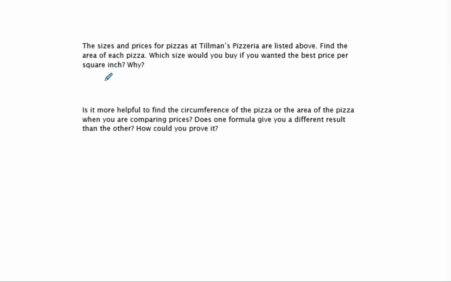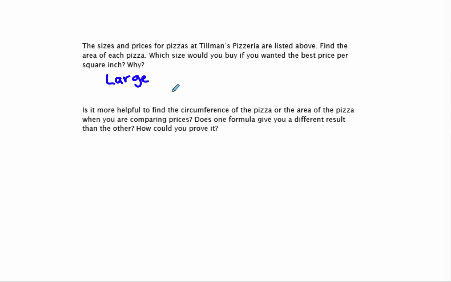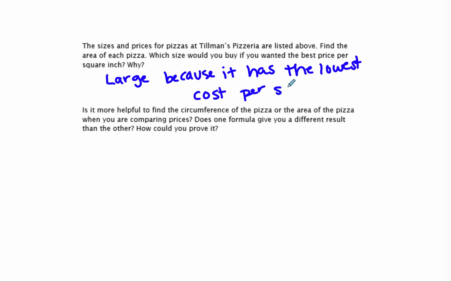All right, for the first one, we kind of talked about it already. Looking at the 3 unit prices, 25 cents per square inch, 13 cents per square inch, and 10 cents per square inch, the large has the cheapest unit price. So large, because it has the lowest cost per square inch.